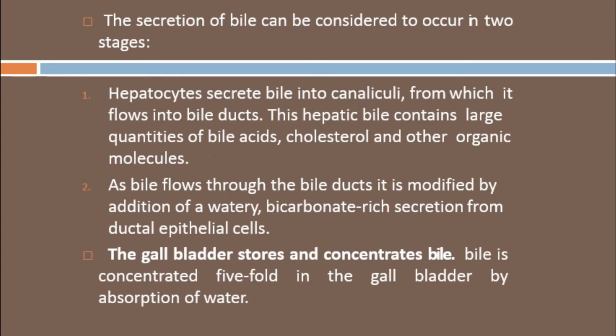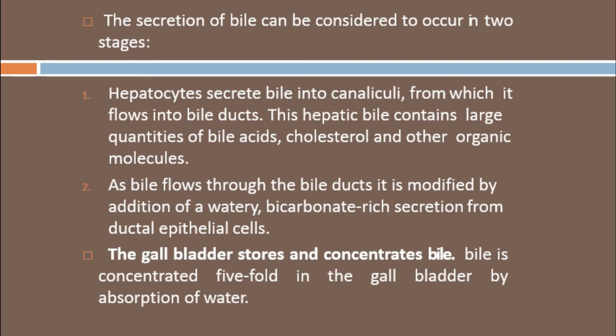Our liver cells secrete the bile in two stages basically. At first, the liver cells will secrete bile into canaliculi. From the canaliculi, the bile will move into the bile duct. And as our bile contains a large amount of bile acids, cholesterol, etc., they will flow from the bile duct, and as they flow, they will be modified and made watery. The gallbladder will store this bile and it will be concentrated 5 times in the gallbladder by absorption of water.